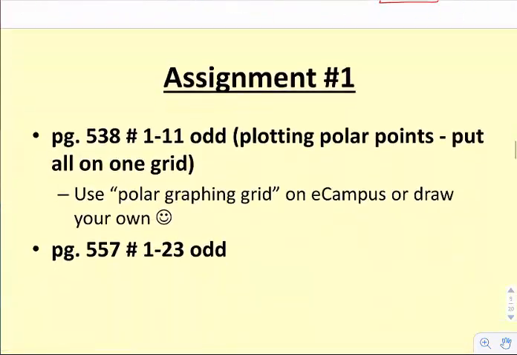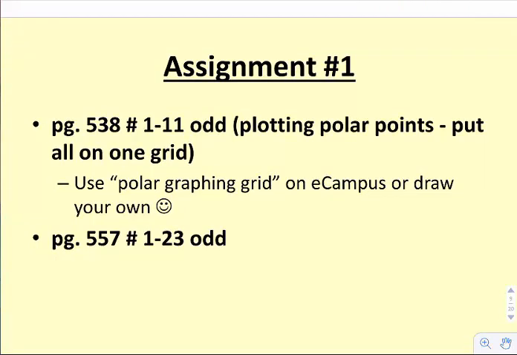So assignment wise, here we go. I said we're going to finally use that gold book. Anyway, if you're using that, it's page 538, 1 through 11 odds. These are all just plotting polar points. We can put these all on one grid to simplify things a little bit. We are going to use a polar graphing grid. I'll try to have one up for you on your campus, or you can just draw your own. It doesn't matter, it's just drawing those circles. It is a little different, but it can be done. Do that on one grid, and then on page 557, you'll see 1 through 23 odd. So go ahead and give that a shot, and I'll see you in class.